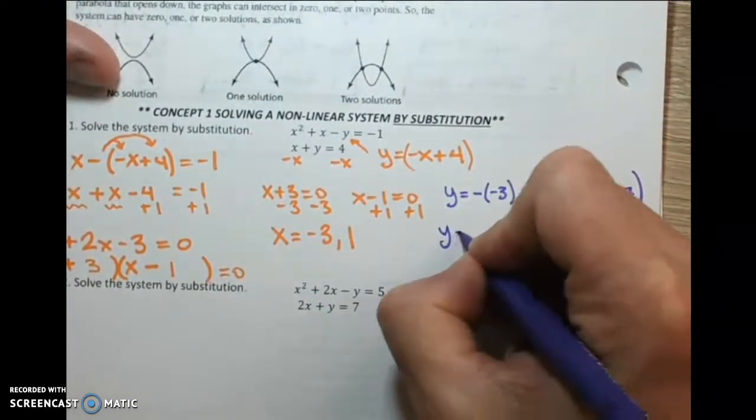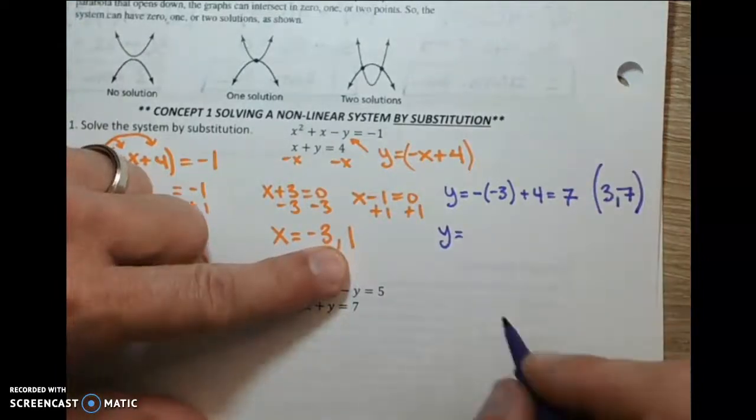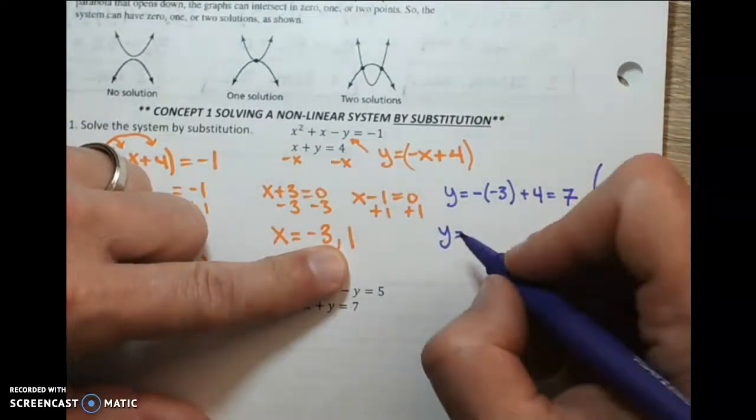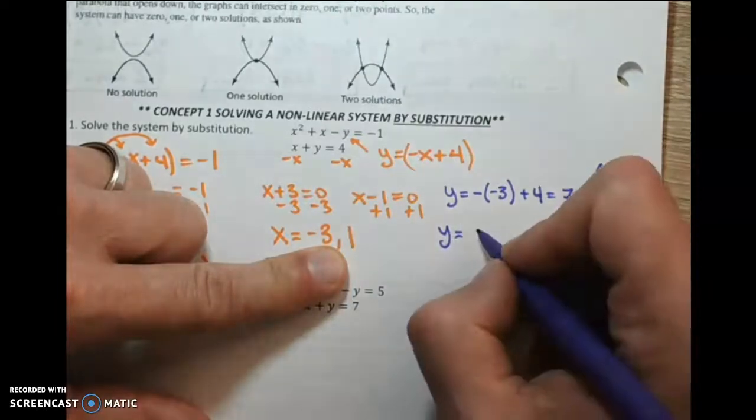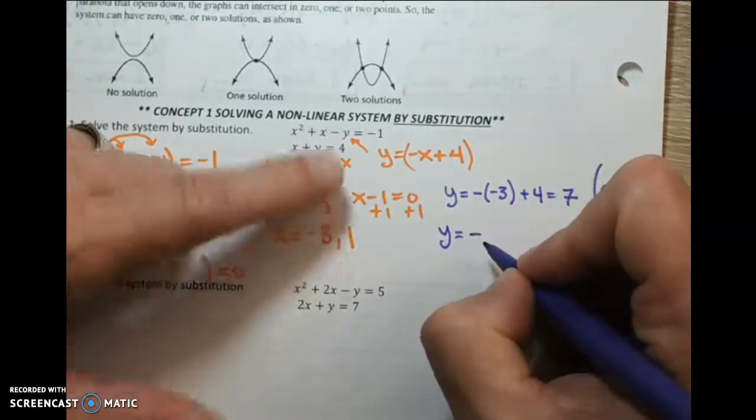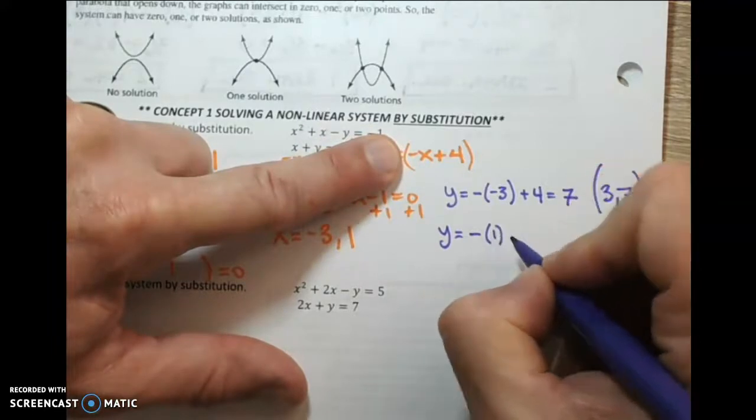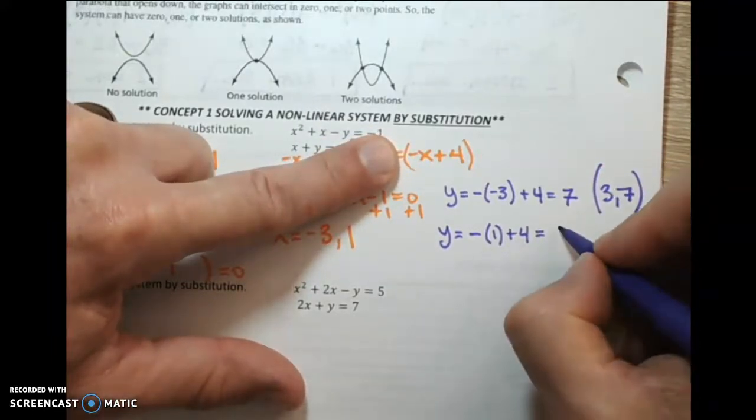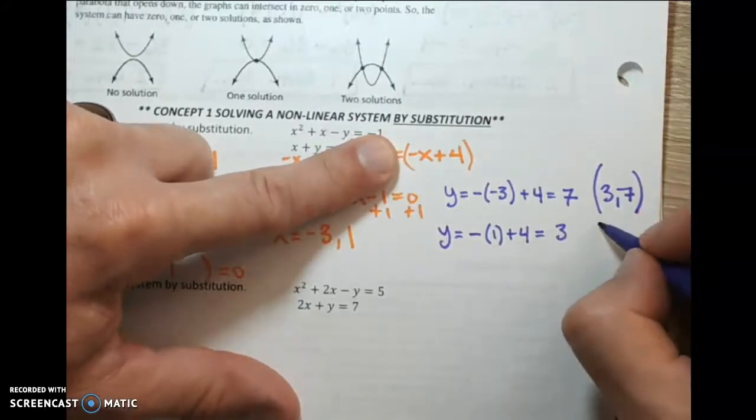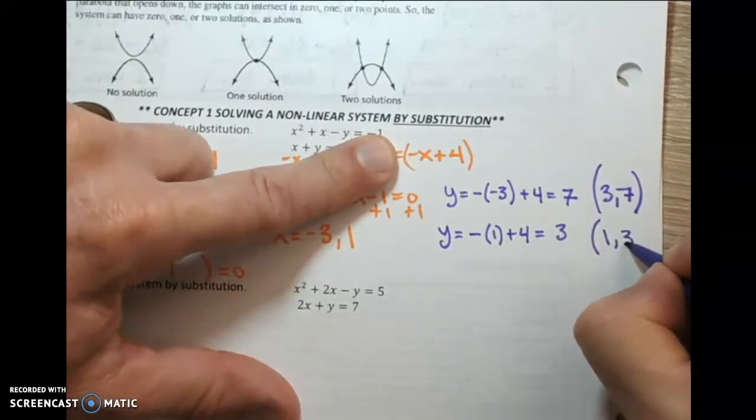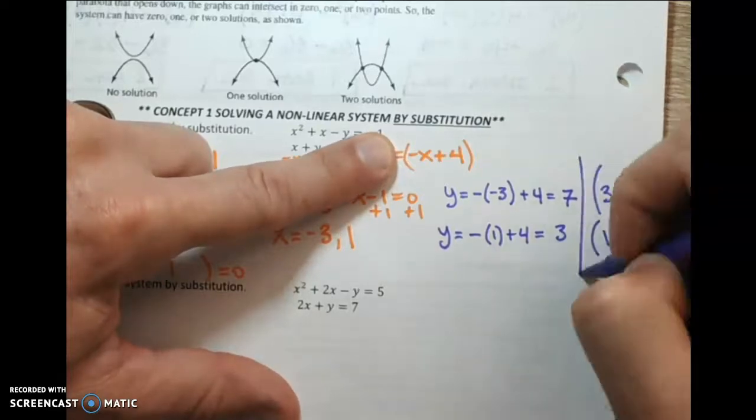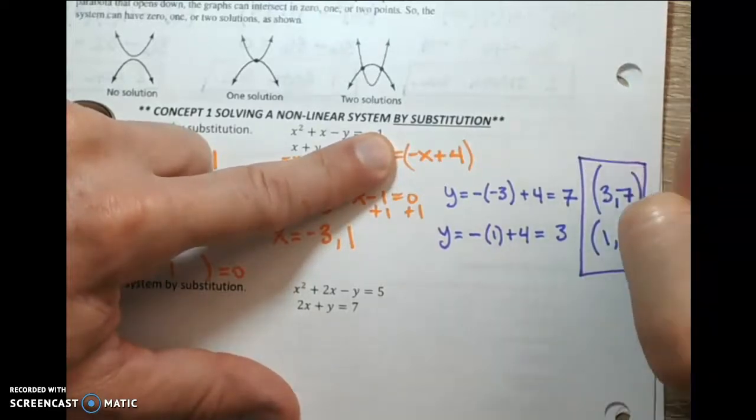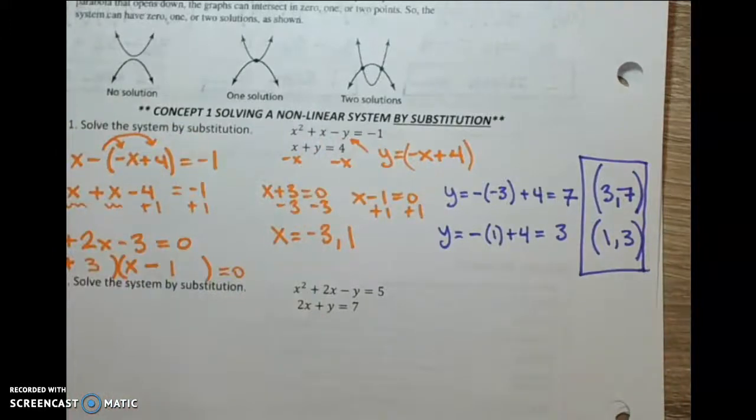Next, I got y equals, I'm going to plug in 1 for x. I could use f of 1 if you want, but it's really y in this case. And I have the opposite, place x with 1 plus 4. And negative 1 plus 4 is 3. So now I have 1, 3. And those right there are my two solutions, those two ordered pairs. That's the answer I'm looking for. 3, 7 and 1, 3.